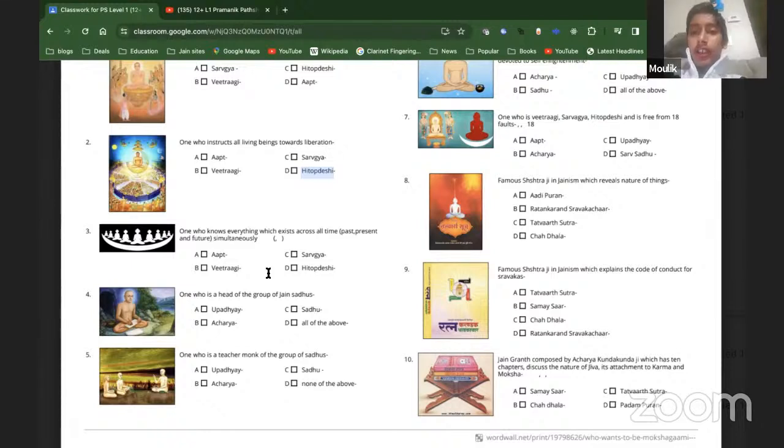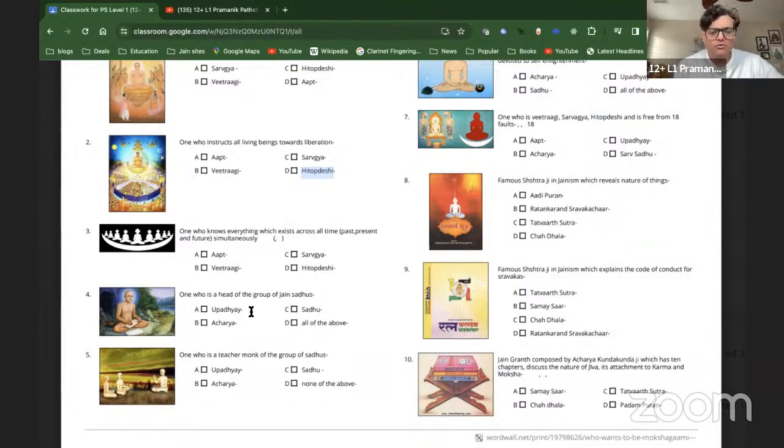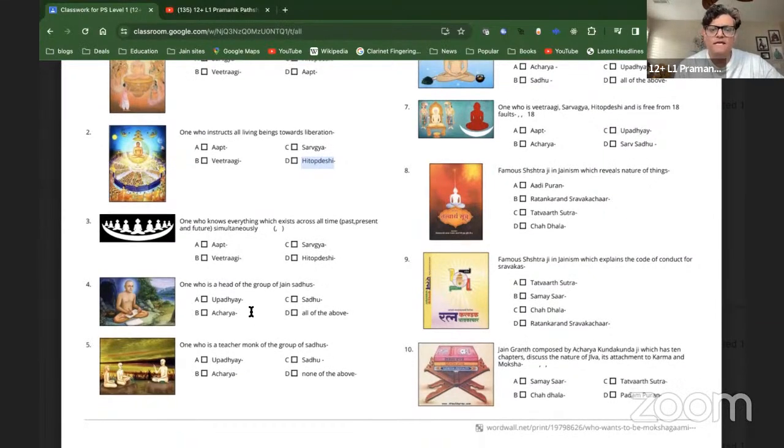Is it Sarbagya? It is Sarvagya. Sarv means everything, like moksha. Agya means gyan. Those who have all types of knowledge are considered Sarvagya. That's why they know everything which exists across all time zones, past, present, and future. They are Sarvagya. Now, one who is head of the group of Jain sadhus, what do we call them?